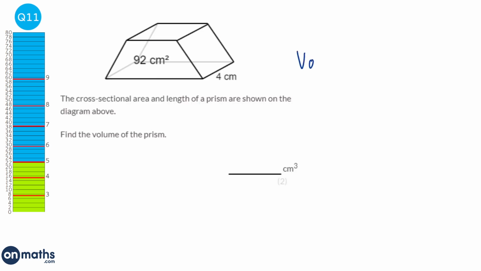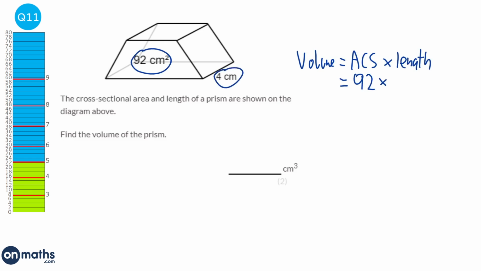The volume of any prism is found by working out the area of the cross section and timesing it by the length. So we're given the cross section here is 92, and the length is basically how 3D the prism is, so that's going to be times 4, so that's going to be 368, so 368 centimeters cubed.